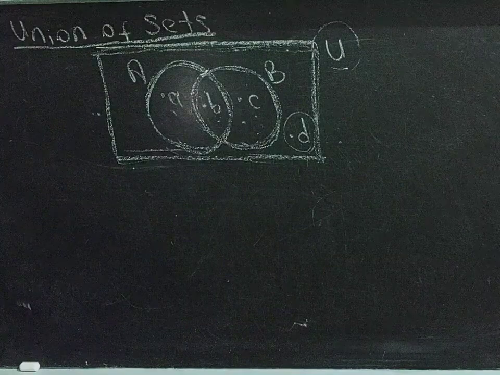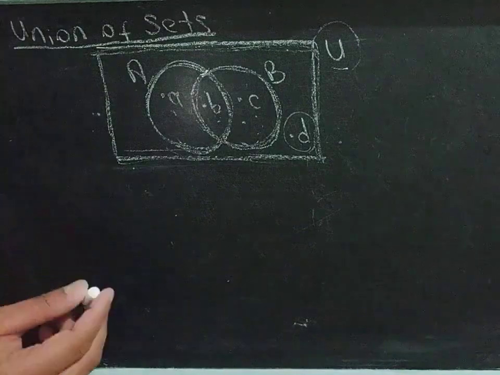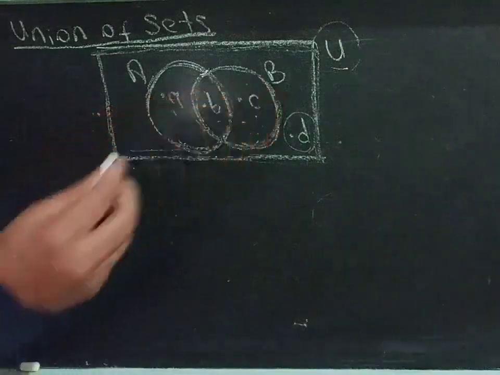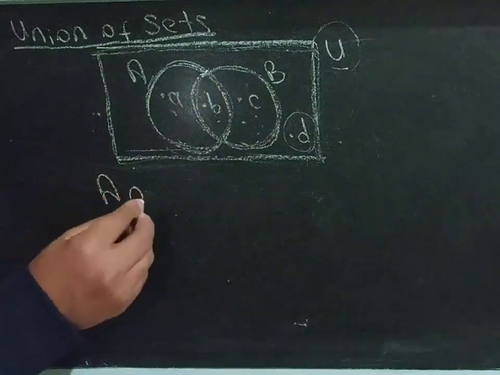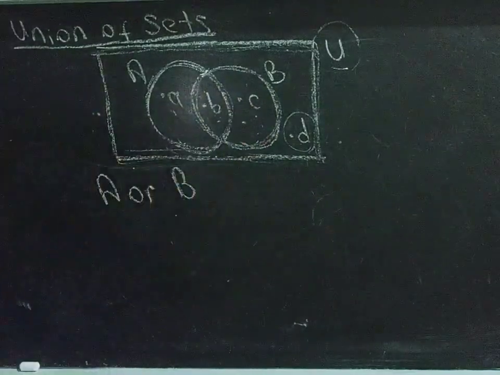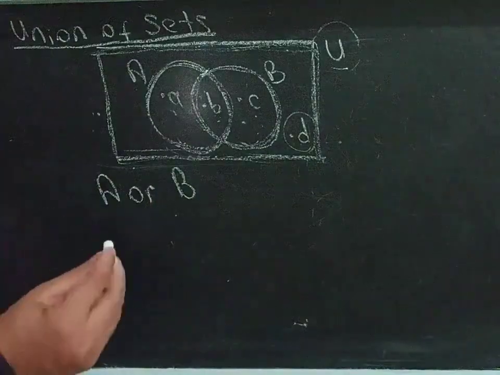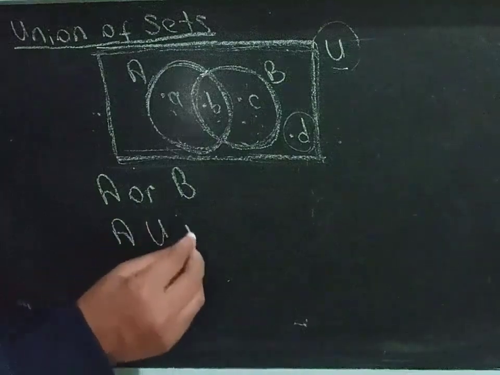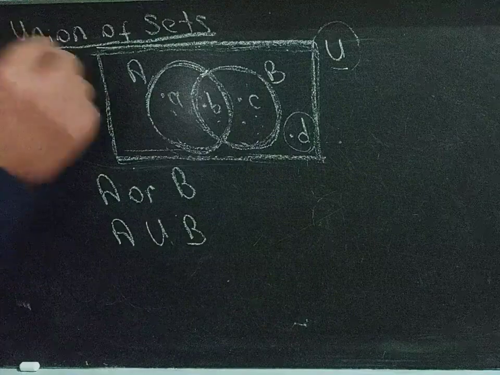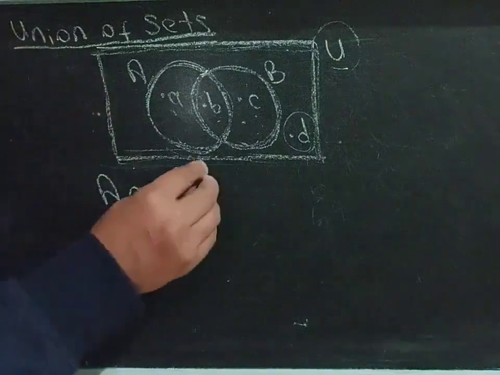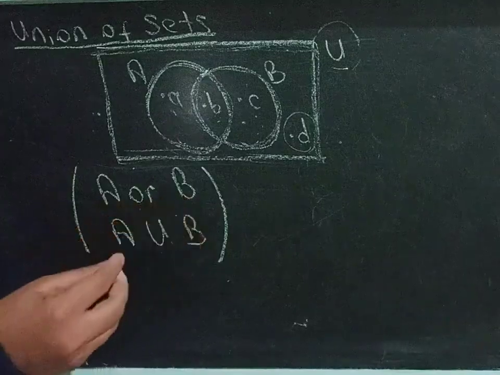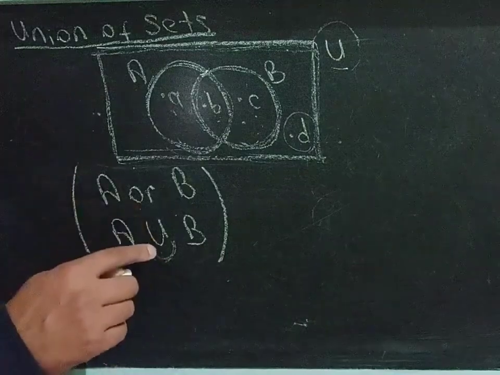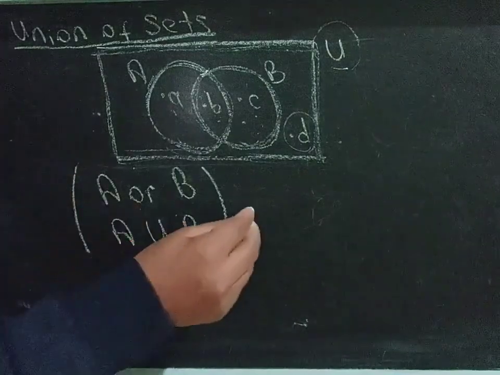So now let's talk about the union of sets. So what is union of sets? It can be written as, let's say, A and B set, A or B, or it can be shown by this symbol U, union. All right, so both of them are the same, A or B, and A, this symbol U, union, and B, that's going to be the same thing.